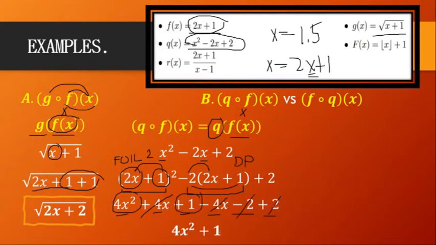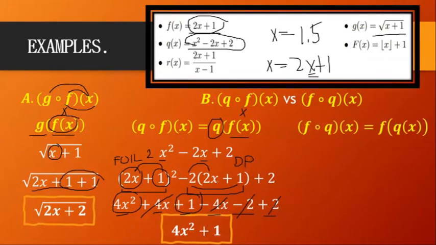And then copy positive 1. So our final answer for the first composite function is 4x squared plus 1. Okay, dito po yan sa q of f of x. And then let us check, kapag pinagbaliktad natin ang q of f, q and f, kung pareho lang ba yung magiging sagot na 4x squared plus 1.